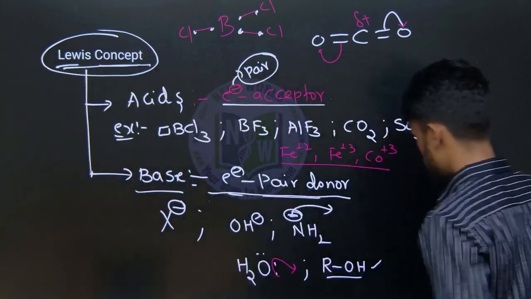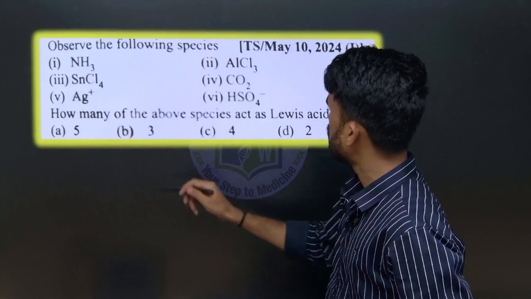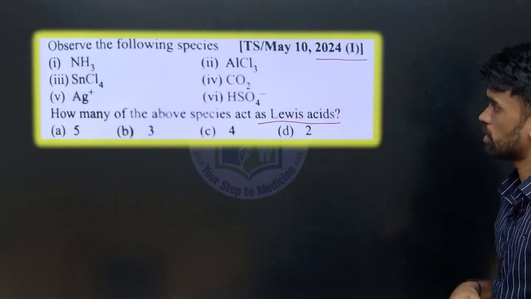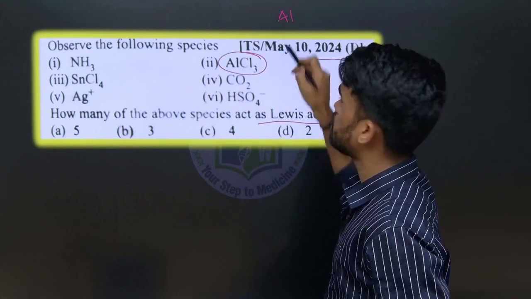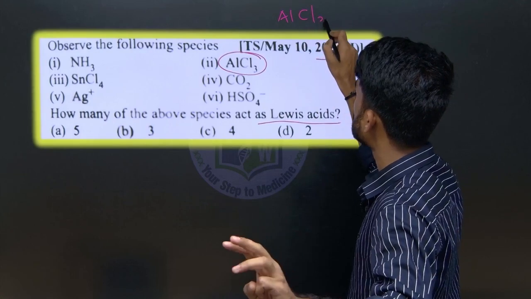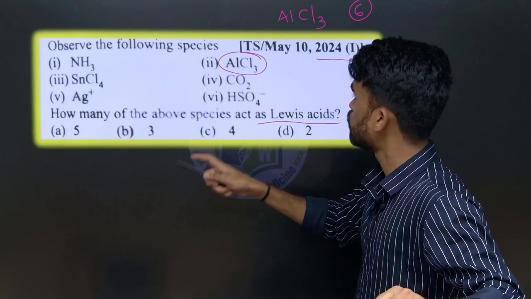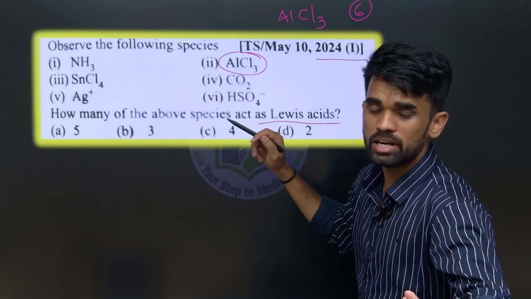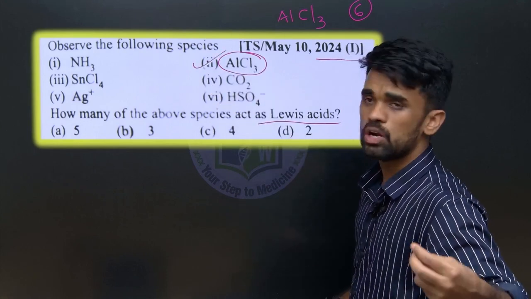Okay, now observe the following species and identify how many of them are Lewis acids. Again, this is last year's question only. Okay, see here AlCl3. I told you aluminum is a 13th group element, so the valence electrons are 3 and 3 chlorines are attached, therefore there are 6 electrons around the aluminum. So 2 more electrons are required, therefore it is electron deficient. I can say this is a Lewis acid. So AlCl3 is a Lewis acid.